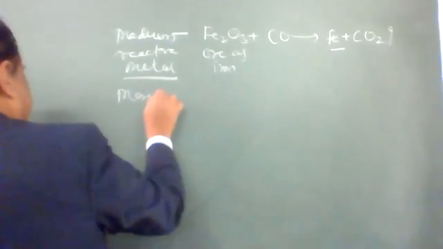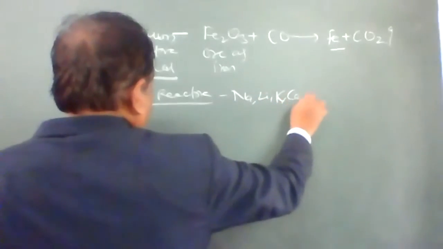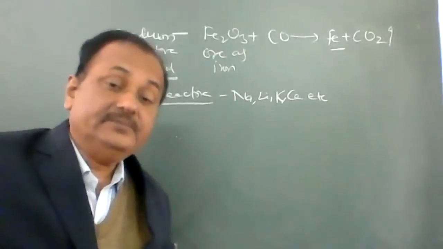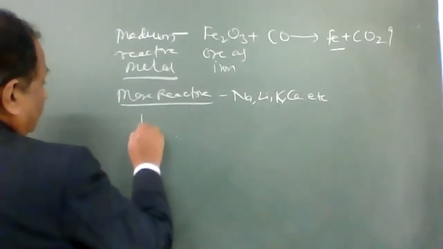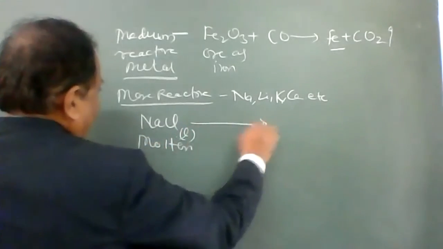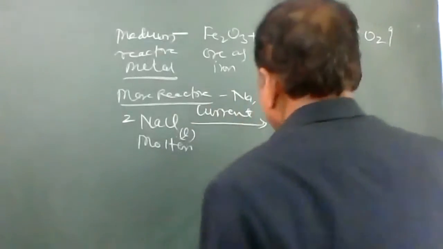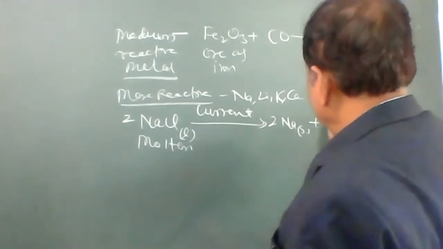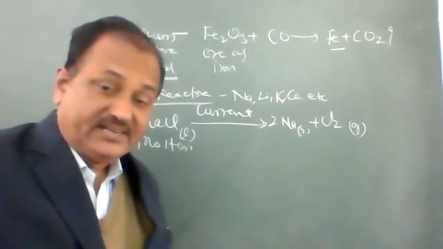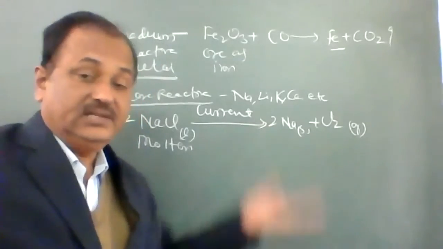Now, more reactivity. More active metals like sodium, lithium, potassium, calcium, etc. are extracted by the electrolysis of molten salt. Let it be molten NaCl, and current is passed, and so this gives sodium solid plus chlorine gas. So it is so in the case of more active metals: lithium, sodium, potassium, calcium. These metals are at the top of the reactivity series.